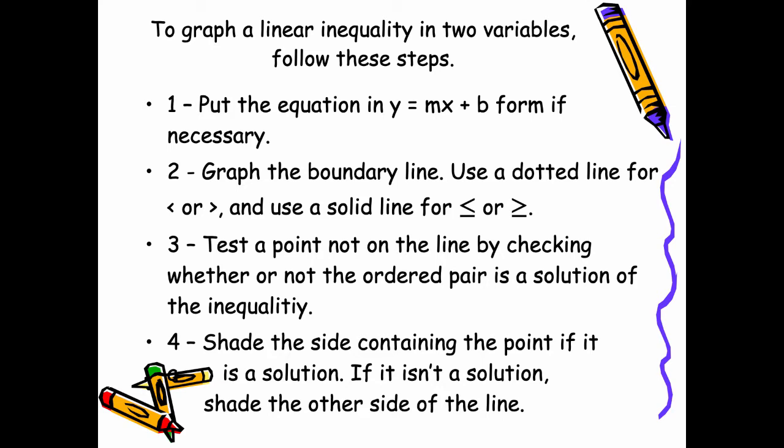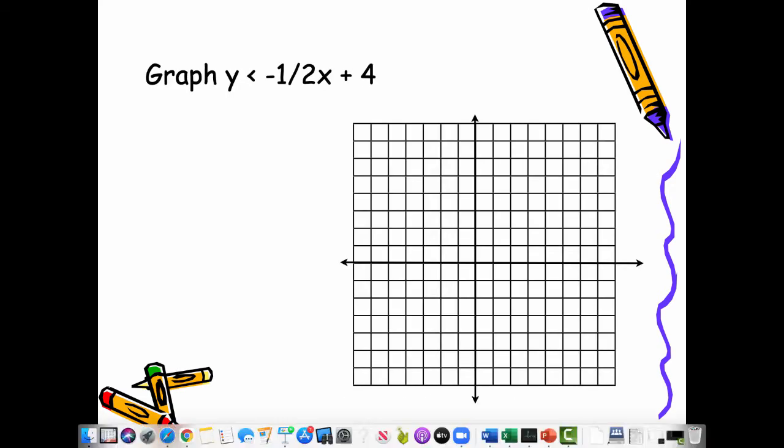For step 3, test a point not on the line. We check whether or not that ordered pair is a solution of the inequality. So we're going to pick some point not on our line, test it in the inequality and see what we get. It will tell us if that point is or is not in the solution area. Then step 4, shade the side containing the point if it is a solution. If it isn't a solution, shade the other side of the line. We're going to go through a few of these to see what this looks like.